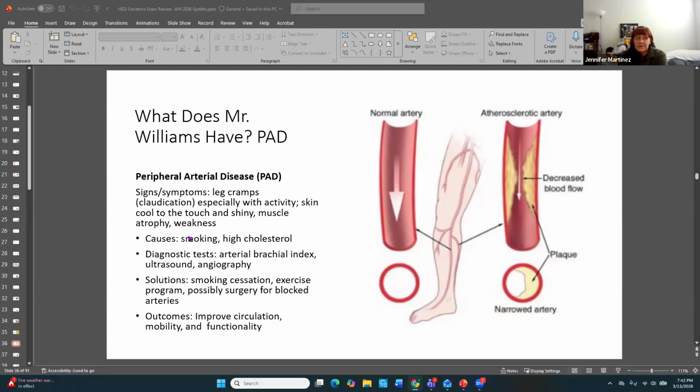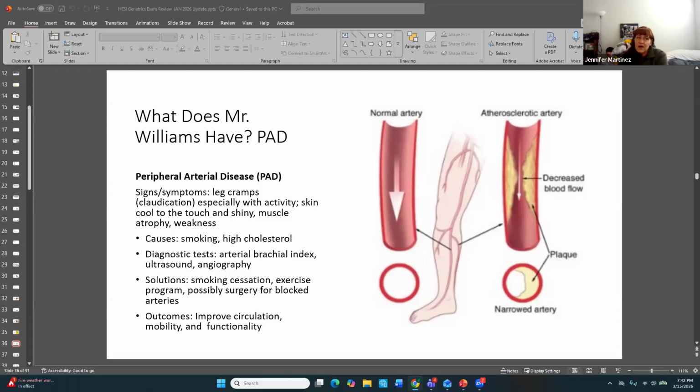So the signs and symptoms are what we call intermittent claudication. Basically, they're going to have cramping when they're up and walking, because as they're walking and the muscles are contracting, it's actually decreasing blood flow to those extremities. Generally, with intermittent claudication, the pain is relieved with rest. Skin is cool to the touch and shiny. They also will have muscle atrophy and weakness again because we're not getting enough blood flow to those tissues.